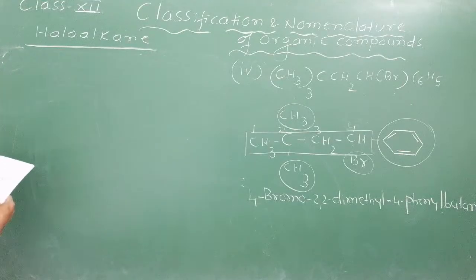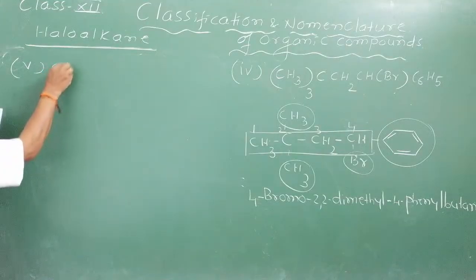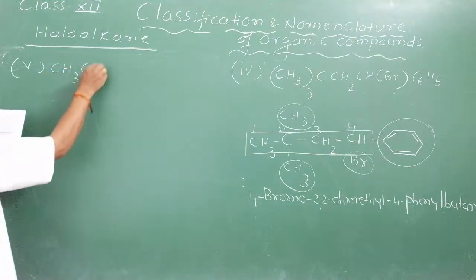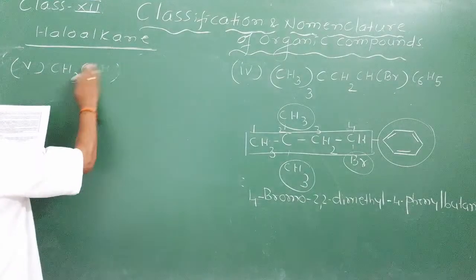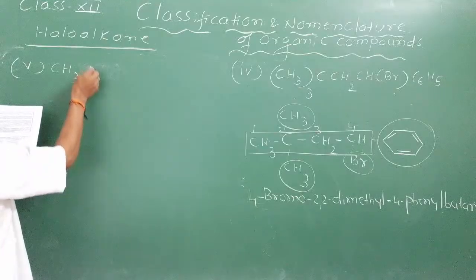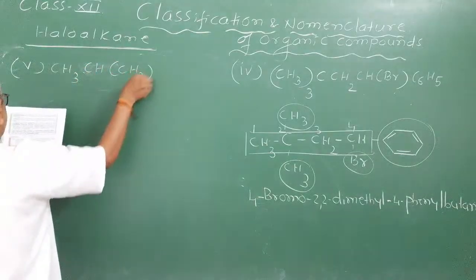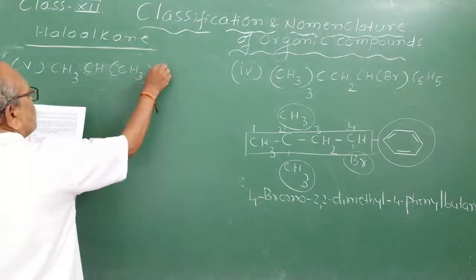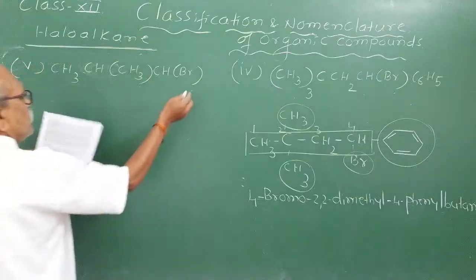Next question. Try this one. 5th one. I will solve 6 of them. See, CH3. Try to write this one. CH3, CH. In the bracket, they have written CH3. Then you have written CH. In the bracket, they have written Br and CH3.